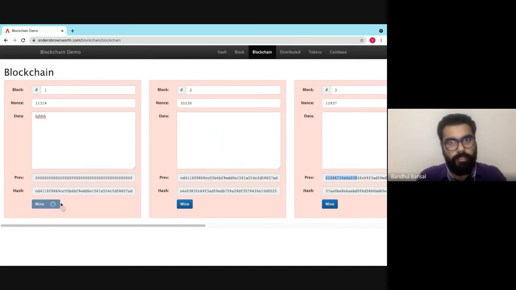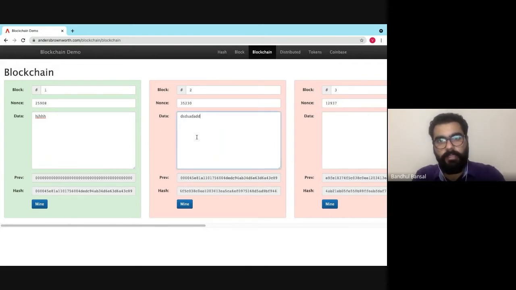Some work is being done and the block will be mined, right? And so a block is mined. And if you see, after we have mined this block, you can see there are some zeros appended to it, right? And then let's have some data here as well. And we can mine this block.